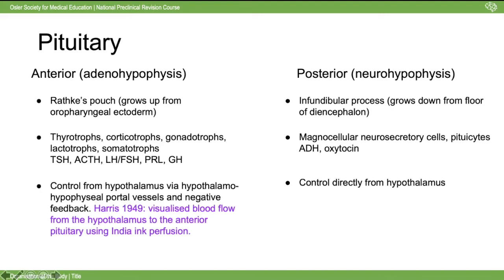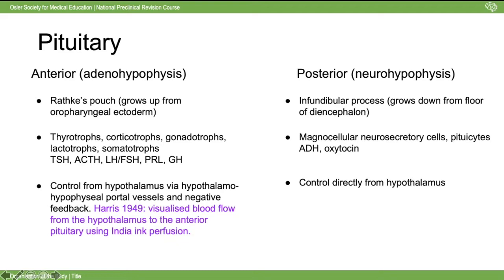And often you're asked in essays to compare and contrast the control of the anterior and posterior pituitary. So it's important to know that the anterior pituitary receives control from the hypothalamus. And so the hypothalamus releases these stimulating hormones into hypothalamo-hypophyseal portal vessels. And those stimulating hormones travel to the pituitary, and that's where they stimulate the pituitary to release hormones. And the pituitary is also under the control of negative feedback, which we'll talk about a bit later.